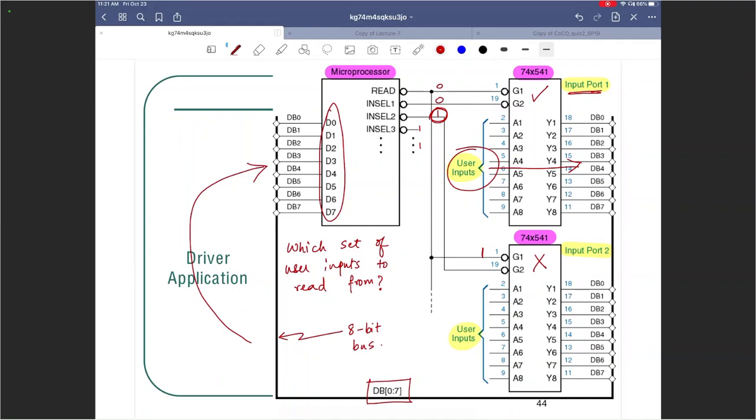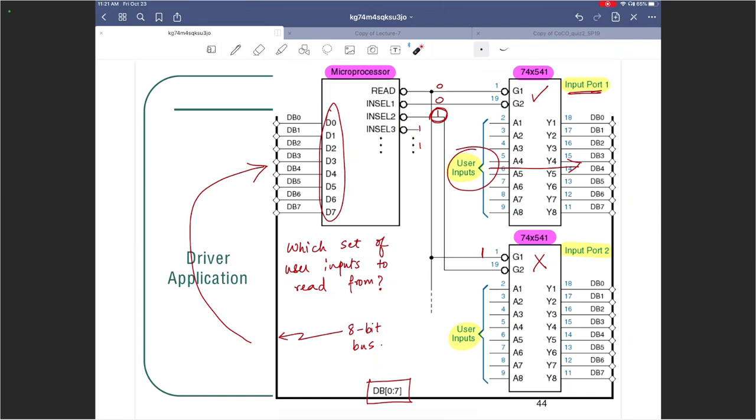So what should I do in order to read from input port 1? I should make this 0. I should activate input select 1, and I should disable all the other input select signals, those that are coming from the microprocessor. Once I do that, user inputs from input port 1 will go through the data bus into the microprocessor, and that's how you can read from user input port 1.